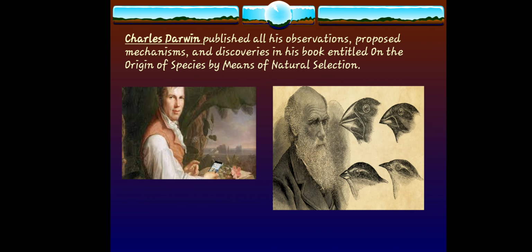Okay, move on. Charles Darwin published all his observations, proposed mechanisms and discoveries in his book entitled On the Origin of Species by Means of Natural Selection. So that was Charles Darwin and Mr. Alexander von Humboldt. So that was for Charles Darwin only. The big help of Mr. Charles Darwin in the field of ecology is his book, Origin of Species by Means of Natural Selection.